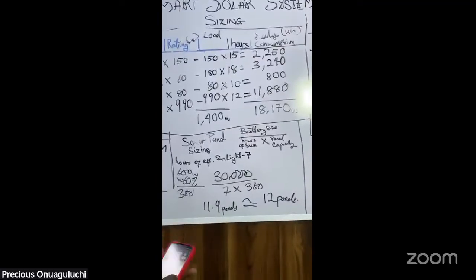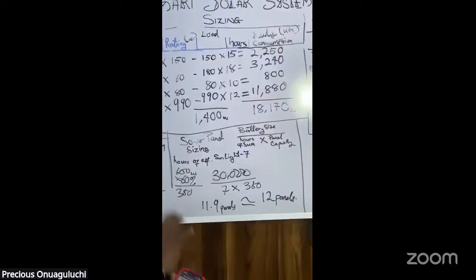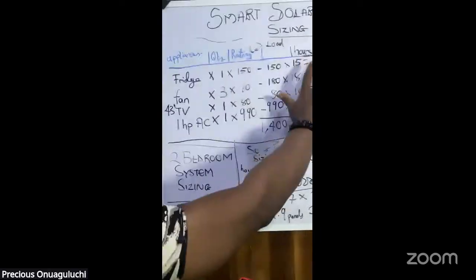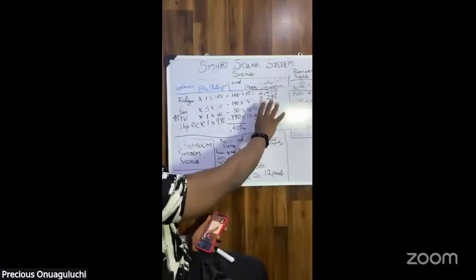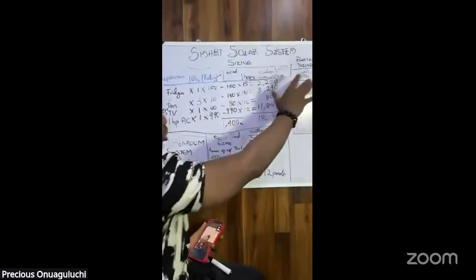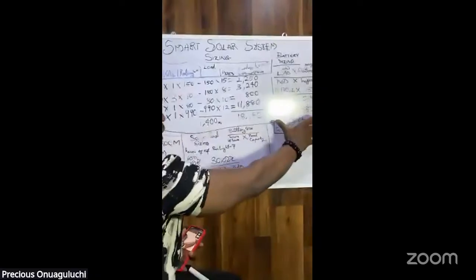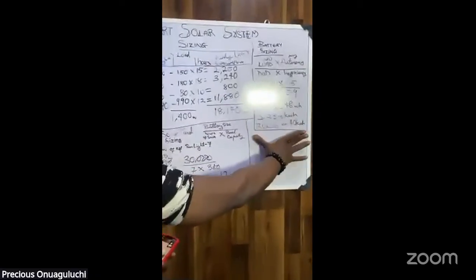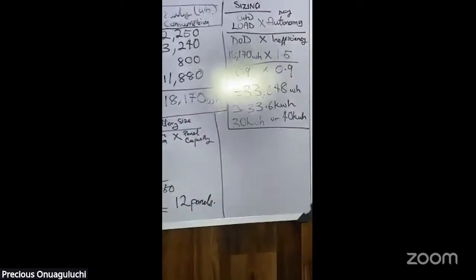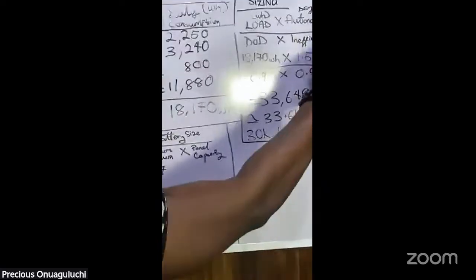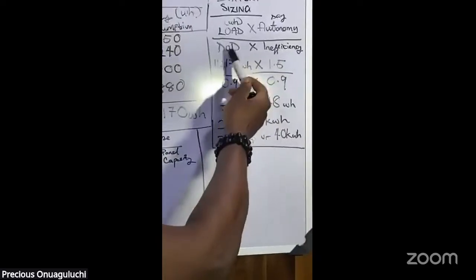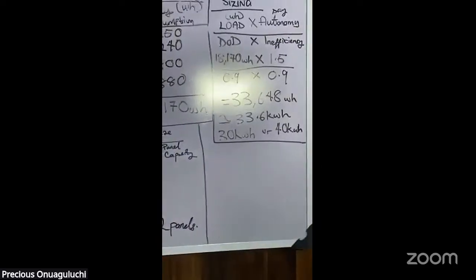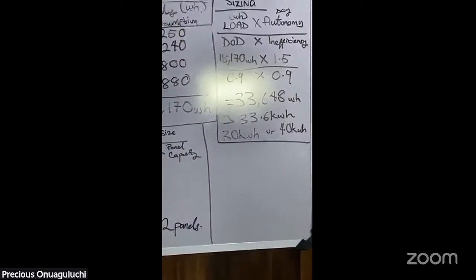Okay, so it's very clear. Right now, we've gone through the whole load assessment. And then after that, I took you through battery sizing so we can know the battery capacity we need. I told you that in battery sizing, days of autonomy is important. Depth of discharge is important. Days of autonomy is how many days this system can be self-sufficient.